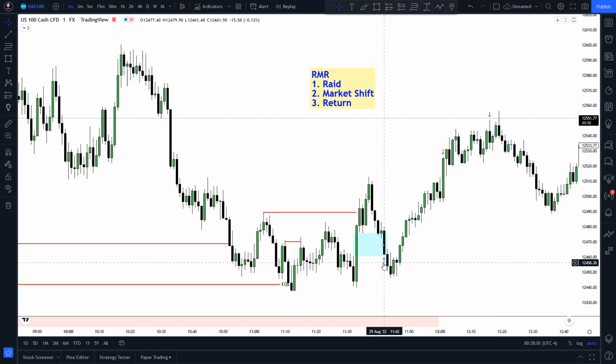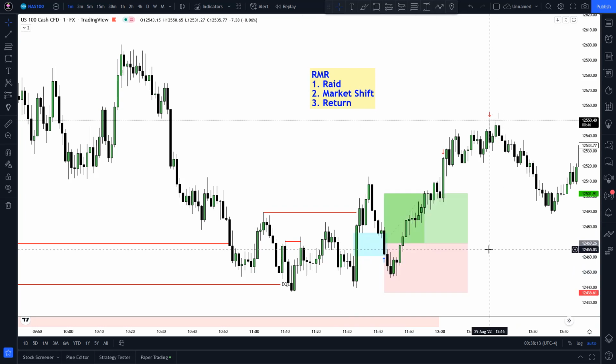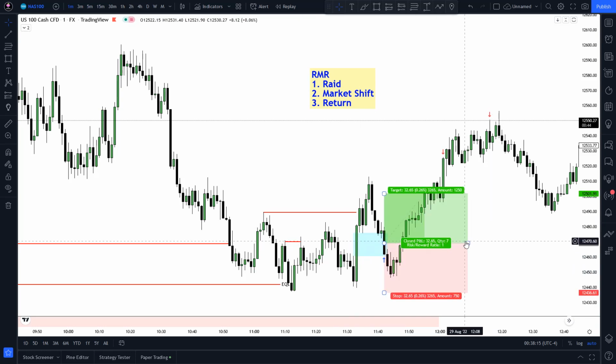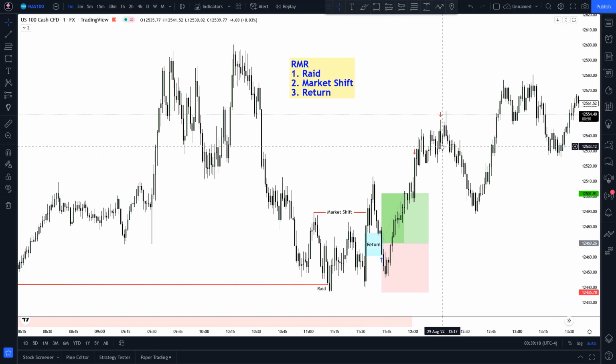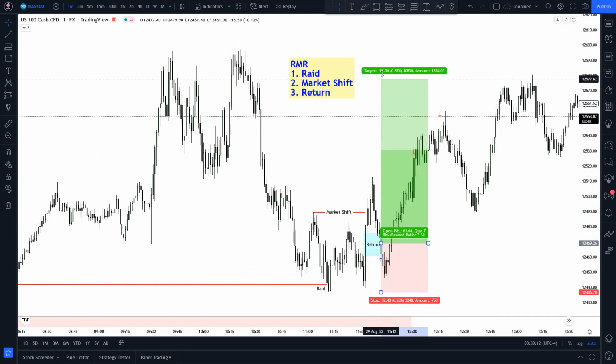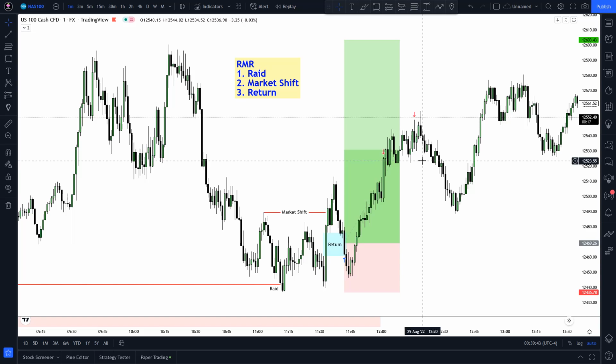So for my entry, you can see that I took a long position as soon as price retraced into this gap. And once you place that trade, the first thing you have to set is your stop loss, which in most cases is at the bottom of the raid. Now that you've set your stop loss, we can start to look for objectives above. When you take your partials and when you look for objectives, there's no right or wrong way to do it, as long as you're doing it in a logical fashion.